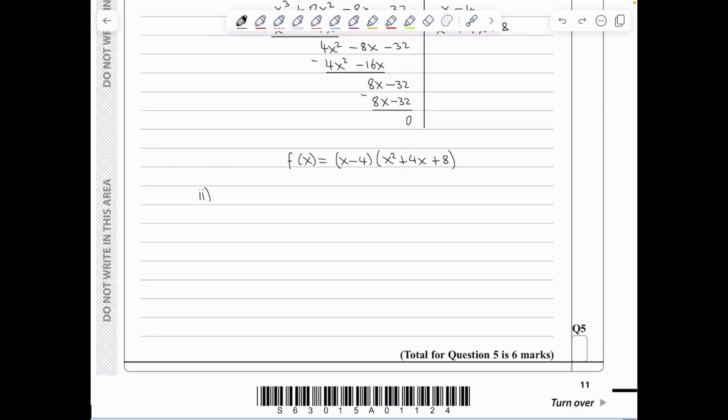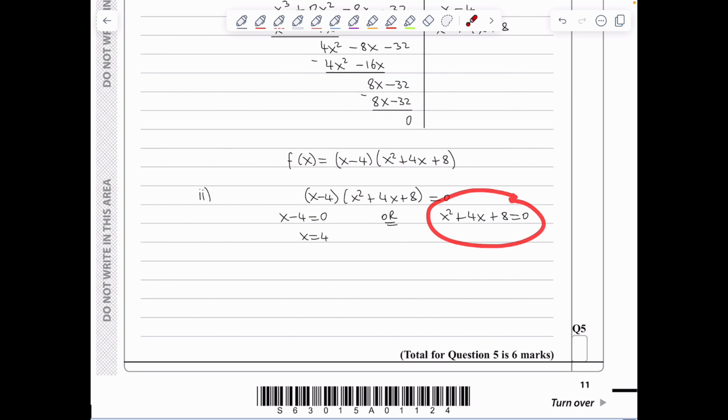In II, we need to prove that f of x being 0 has only one real root. So we've got x minus 4 times x squared plus 4x plus 8 being equal to 0. So either x minus 4 is 0, which means that x is 4, or x squared plus 4x plus 8 is equal to 0. Well, remember, we're trying to show that there's only one real root. We have already found one such root, being x is 4. So the intention is now to show that these will yield no real roots.